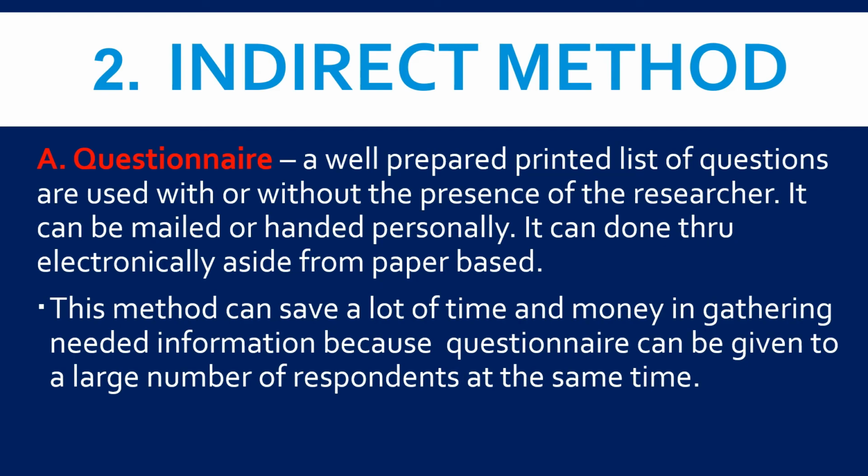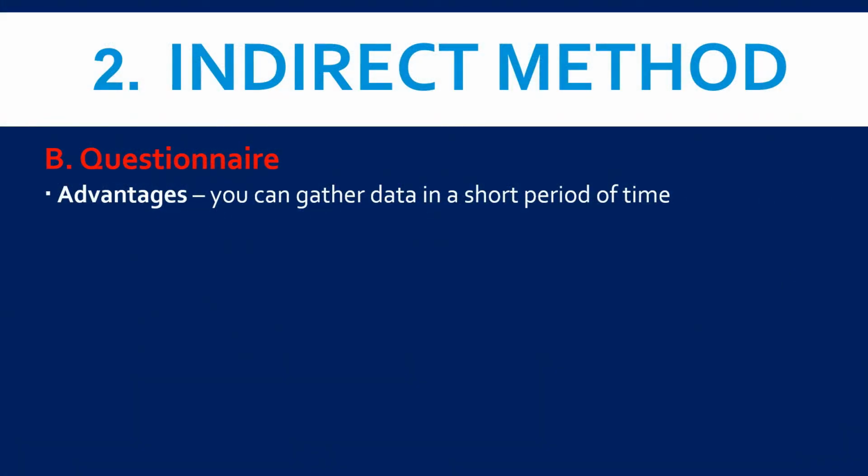This method can save a lot of time and money in gathering needed information because the questionnaire can be given to a large number of respondents at the same time. So for example, your respondents are your students in a class. If you have 40 students in the class, you will just distribute the questionnaires and wait for them to answer and submit after a certain period of time. So that is one advantage of the questionnaire because you can gather data in a short period of time.